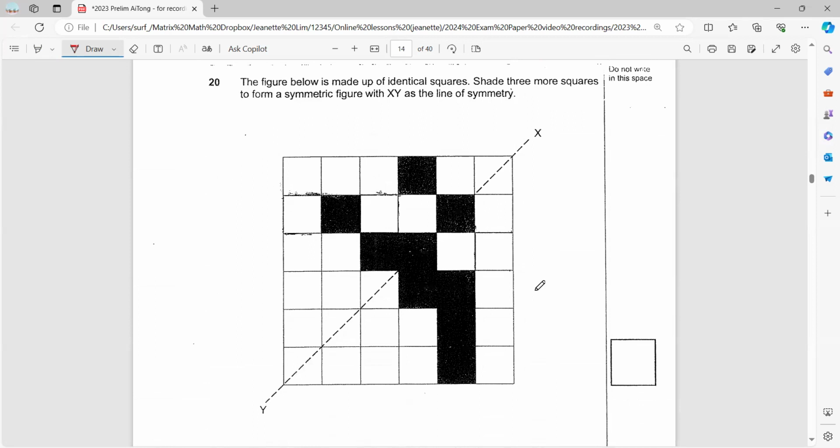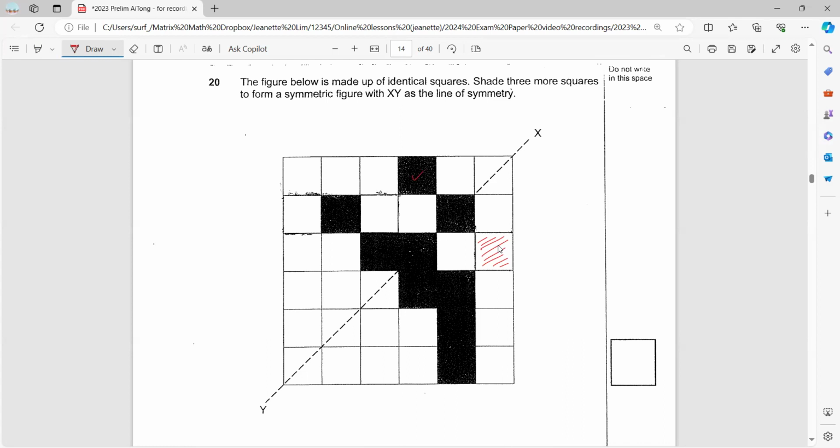Question 20 on symmetry. The figure below is made up of identical squares. Shade 3 more squares to form a symmetric figure with XY as the line of symmetry. So a line of symmetry is like a mirror line. If you look at the squares, this square here is right in the middle, and next to it there's 1. So on the other side, there must be 1 as well. So here, that is to mirror this square here.